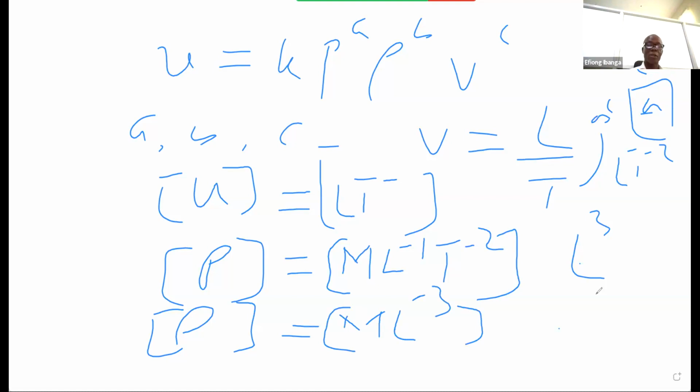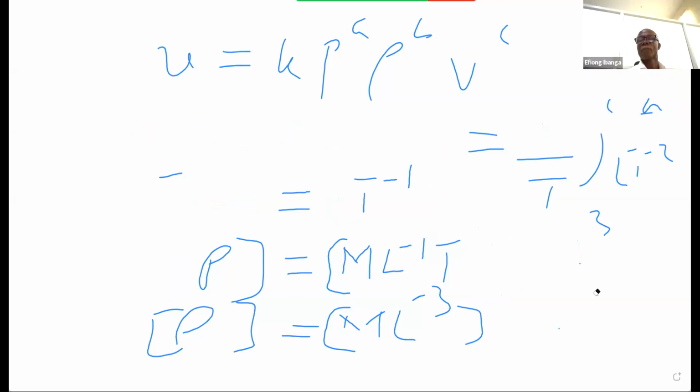Have you written up to this point? You now have your U, which is LT to the minus 1. Then your P as M L to the minus 1 T to the minus 2. And then you have your rho as M L to the minus 3. All right. So now, let us remove all of this and have space to write the next stage. We now want to substitute.